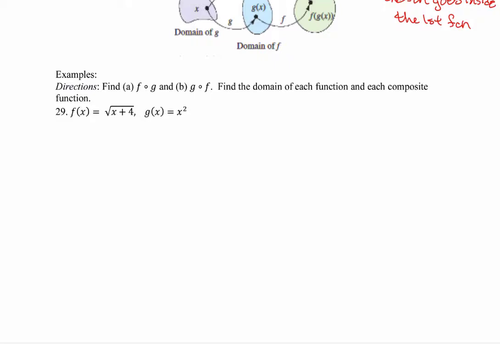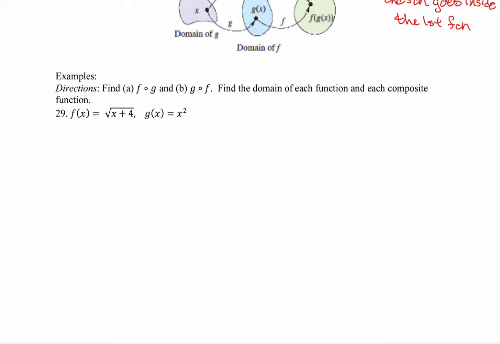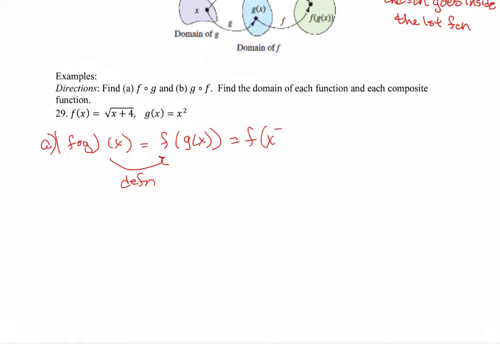So for part A, we're going to find f of g of x. And all we're going to play is a substitution game. So f of g of x, by definition, from here to here is the definition. And then g of x is x squared, so this is f of x squared. So that means it's the square root of x squared plus 4. And that's all we can do with it. And if we want to find the domain, because it says find the domain of each of these functions, the domain of this is negative infinity to infinity because this thing is always positive.